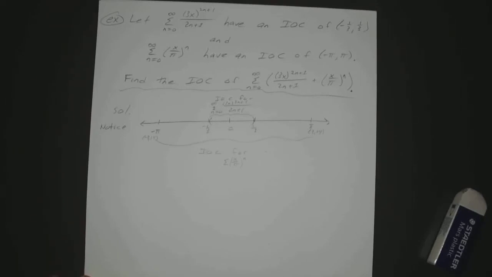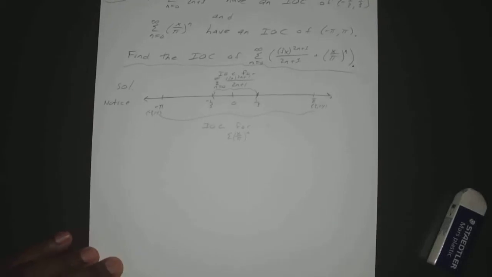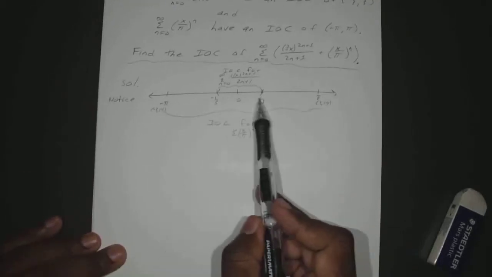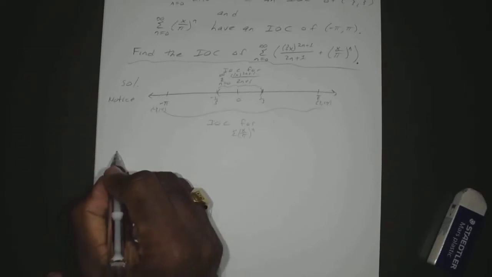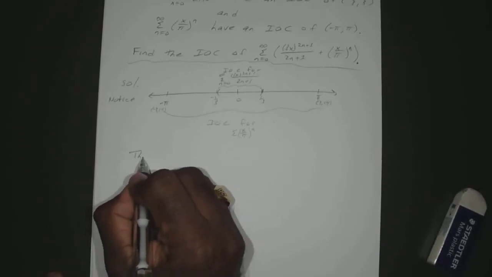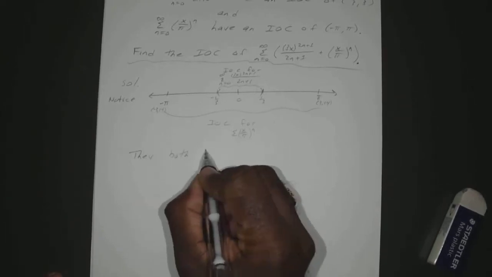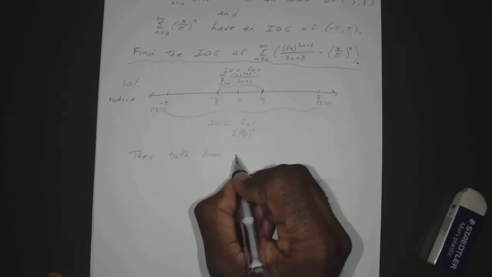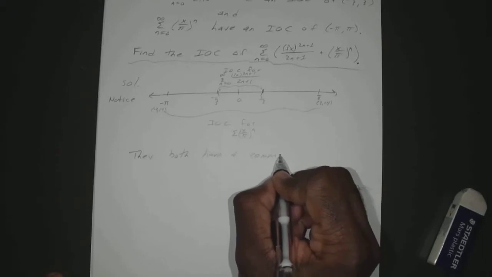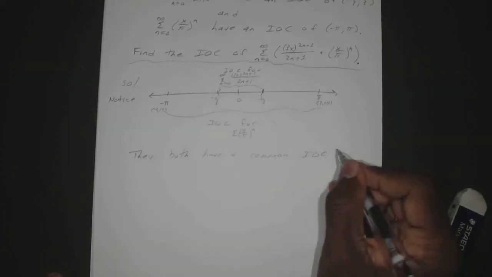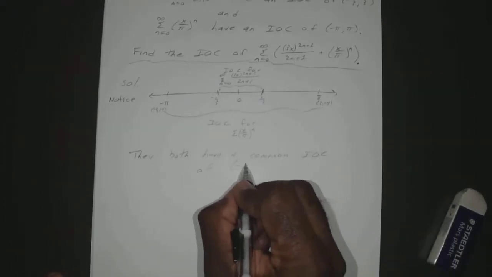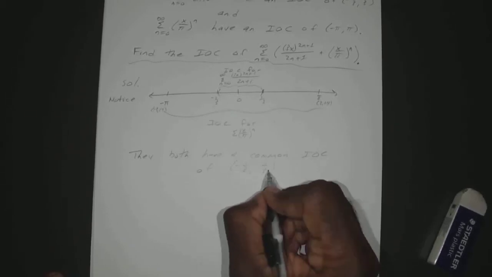Write it in interval notation. That's it. So really, once you figure out what the common interval is, that's your interval of convergence. They could have picked some better problems. So they both have a common interval of convergence of negative 1/3 to 1/3, and that's your answer.